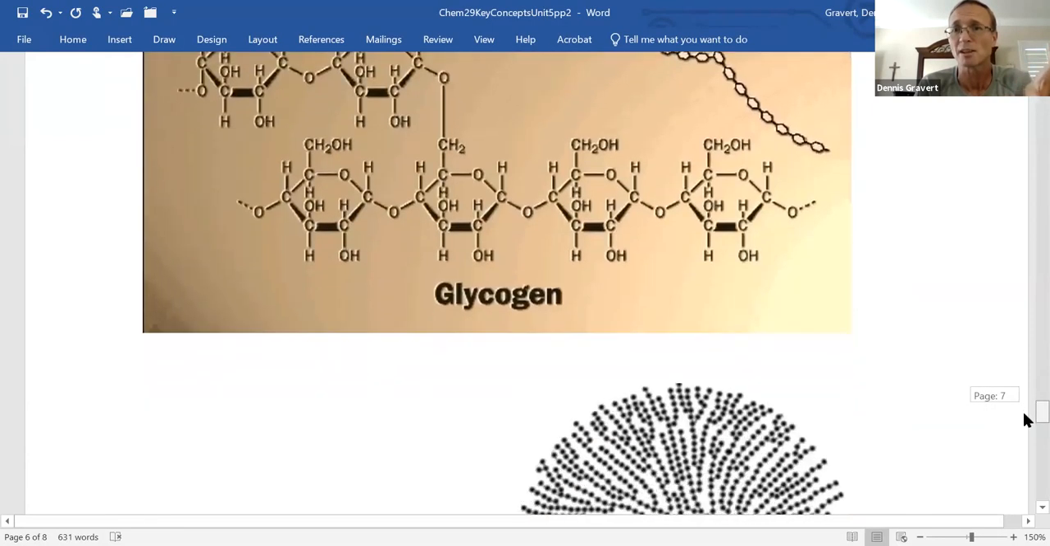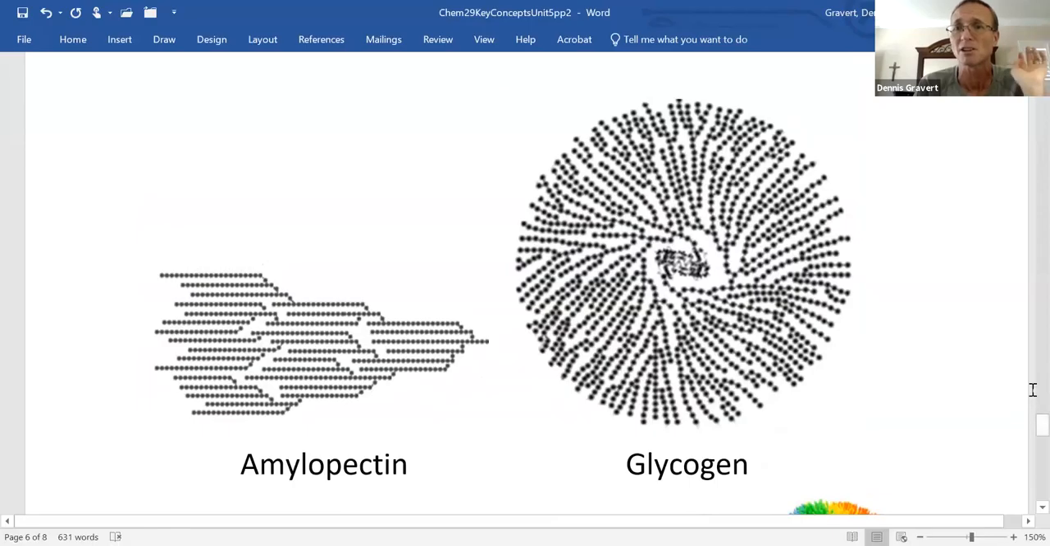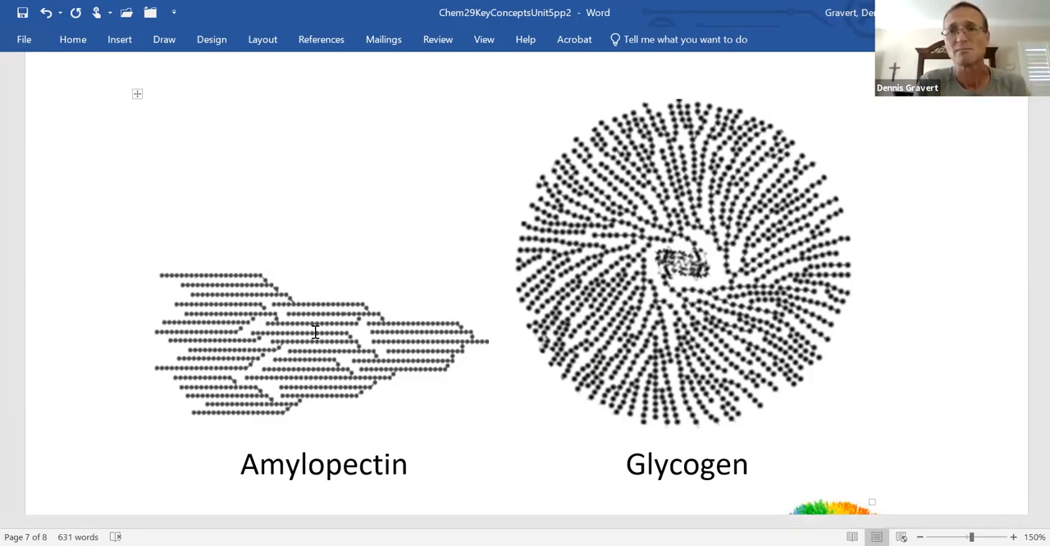If you zoom out completely so you can see the whole molecule, it might look like this. This is a two-dimensional representation. Each little dot is one glucose monosaccharide linked together to form long chains, branches on branches. But you also have to think three-dimensionally. It's not a flat ring of all these dots with chains coming off. Think of it three-dimensionally like a koosh ball.